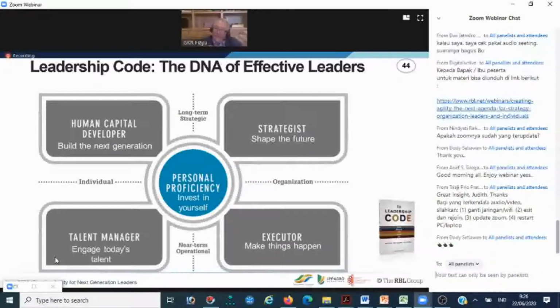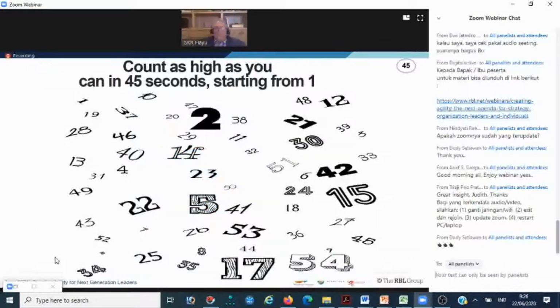Strategy, shape the future, where am I going? Execution, get things to happen. How do I get things done? Talent, how do I engage people today? Human capital, how do I build the future?